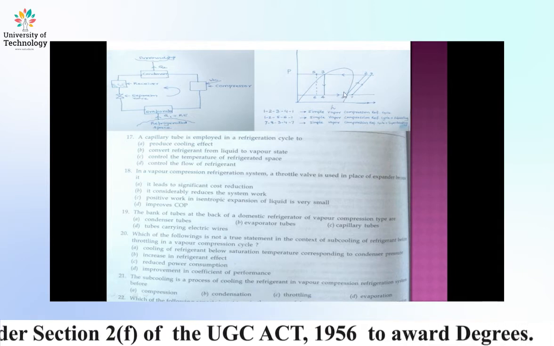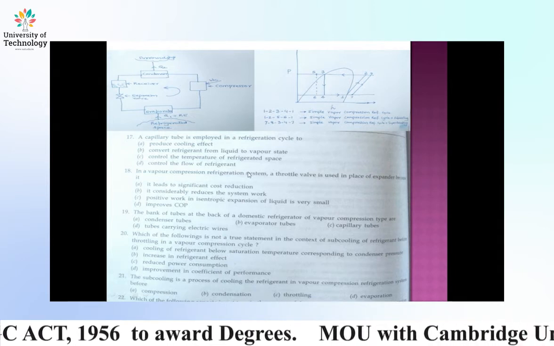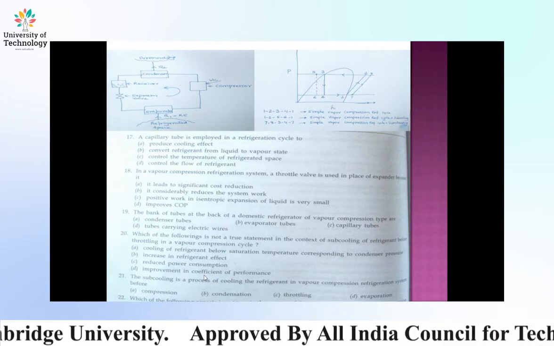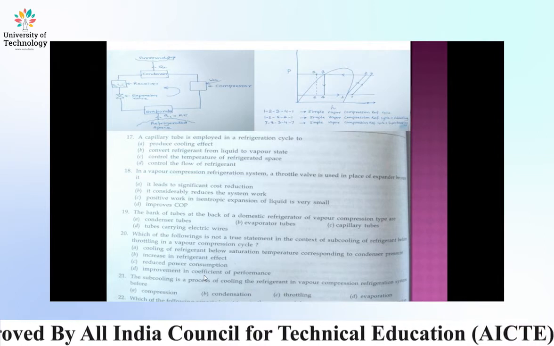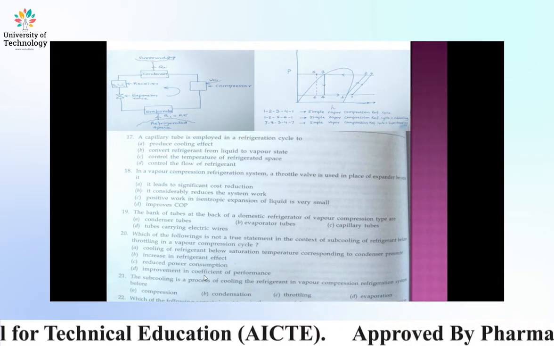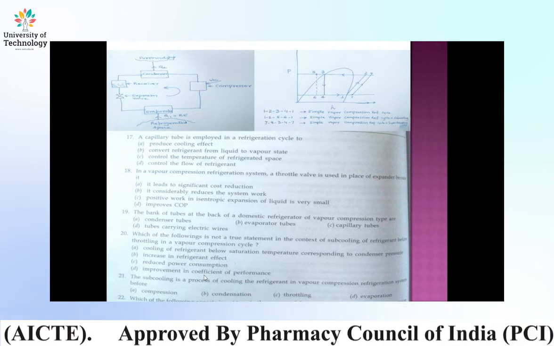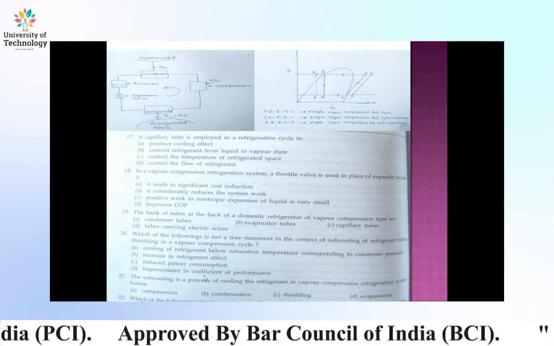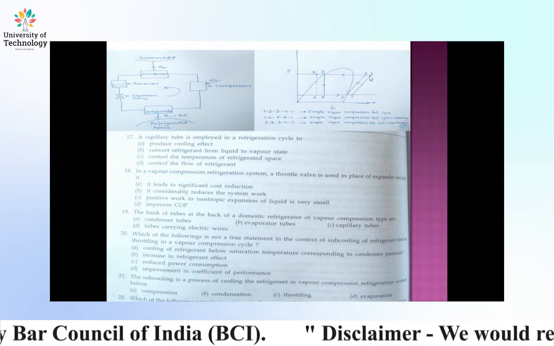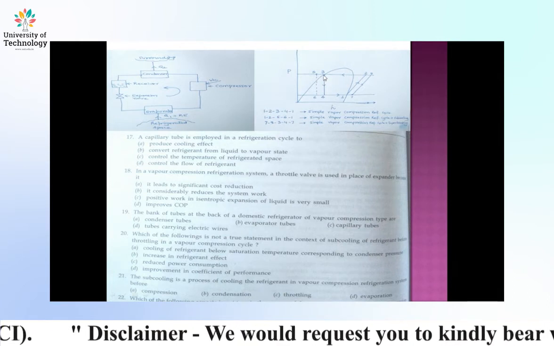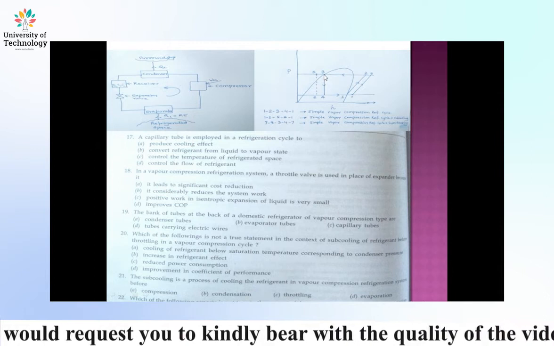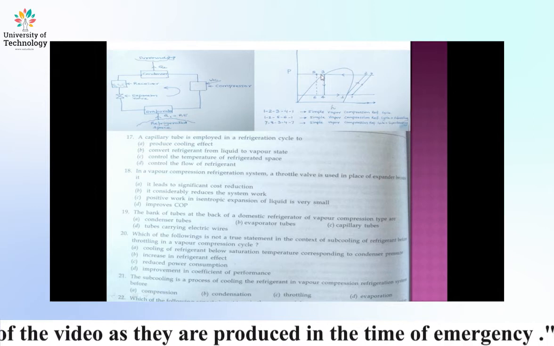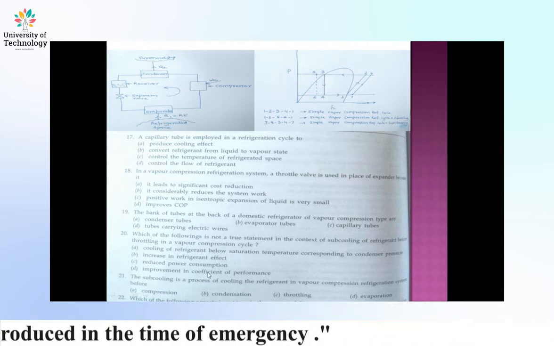What are the options? The cooling of refrigerant below saturation temperature corresponding to condenser pressure. At 3, this is the saturation temperature, and 5 is the subcooled temperature. So T5 is less than T3. The cooling of refrigerant below saturation temperature corresponding to the condenser pressure is correct.